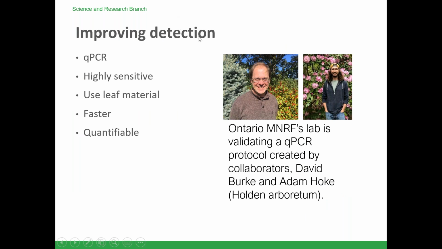Right now, we're working with David Burke and Adam Hoke from Holden Arboretum in Ohio to develop a better detection tool, quantitative PCR, that will help both with research and detection to know if the nematode is present, because we did find that you can find small numbers of the nematodes in tissue that does not show symptoms. So we want to be able to track where the nematode is, since it can be present even if there aren't symptoms. This qPCR will be highly sensitive, and we'll be able to use it directly on the leaf material. It'll be a lot faster than extracting nematodes and counting them.